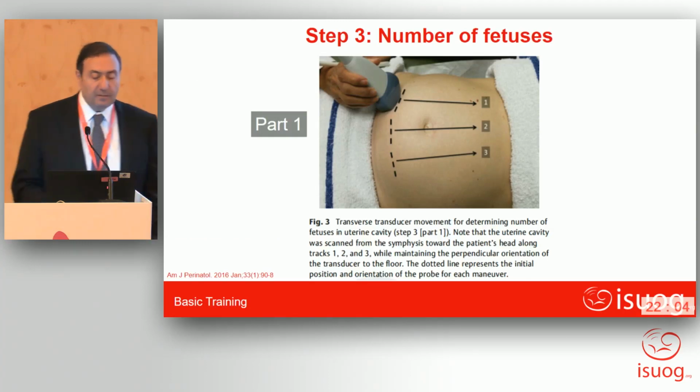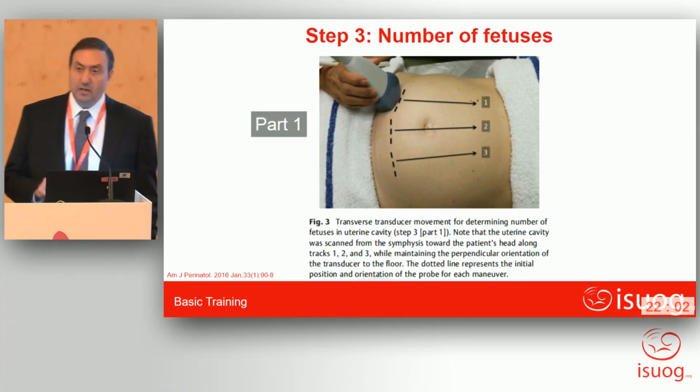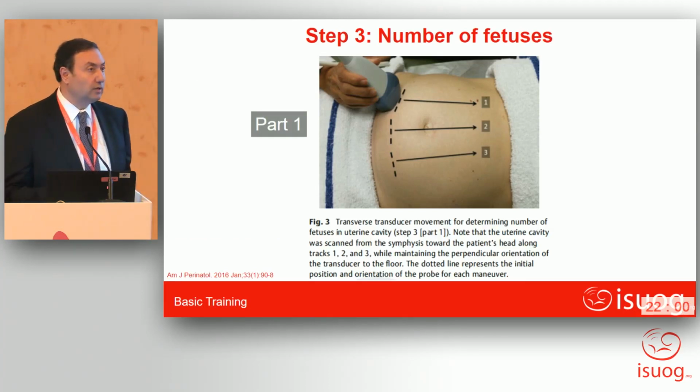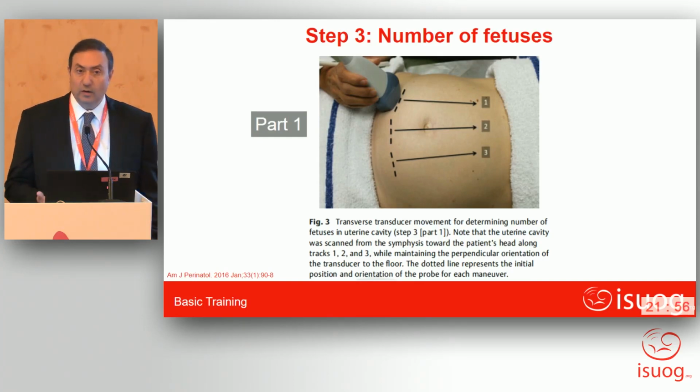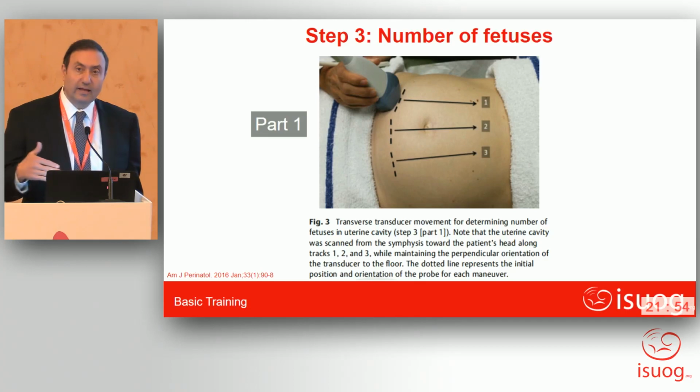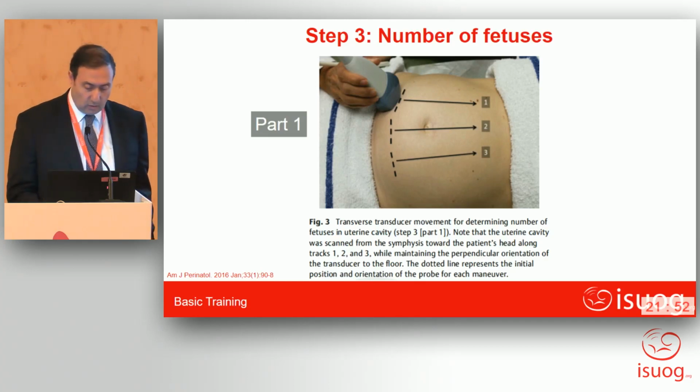The third step is determining the number of fetuses. Here you need to make sure that there's a singleton pregnancy and not twins or more. Here you have to scan the uterus in its entirety. So what we've decided to do is slide the probe transversely along 1, 2, 3.